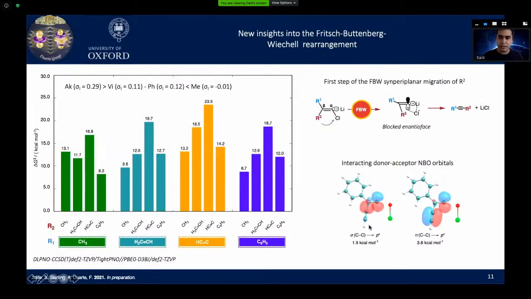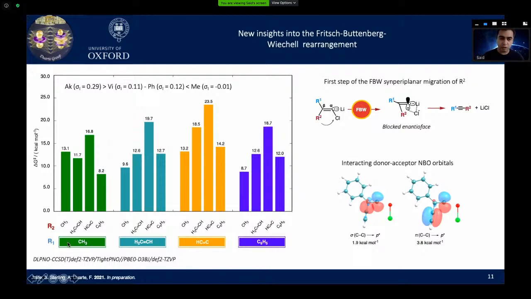And in the case of the synperiplanar migration step, as shown here, although we have the formation of a carbene type structure, the stereoelectronic interactions are relatively much weaker, and this is likely because of the presence of the chloride. This is a blocked face, an antiphase. So in this figure, we have also fixed the stationary non-migrating R1 groups, and then we have changed the migrating R2 group.